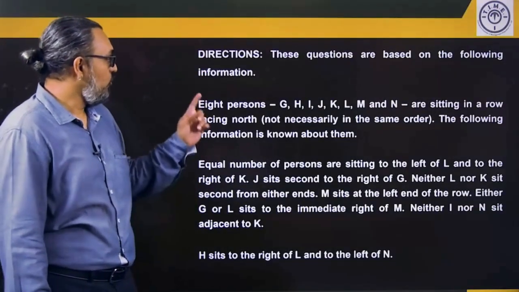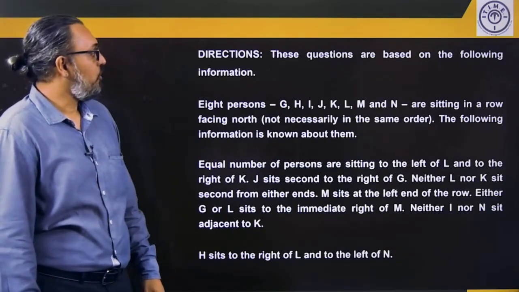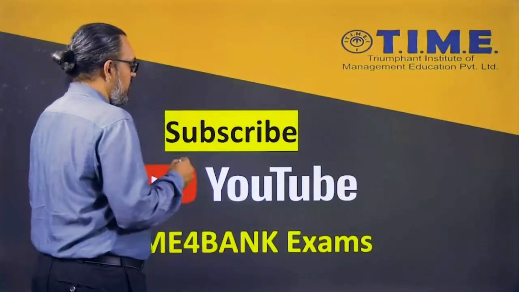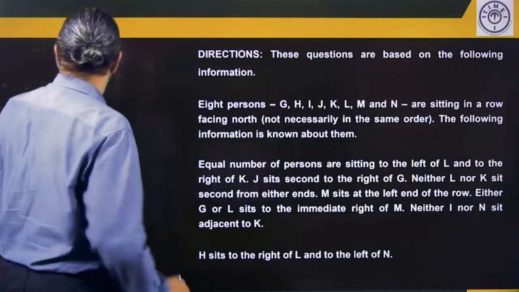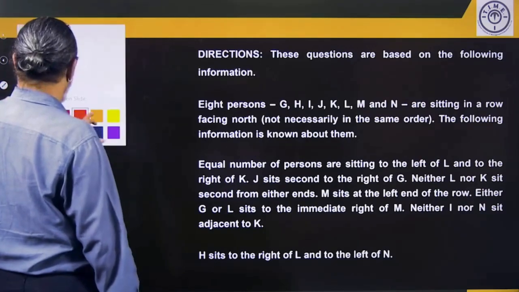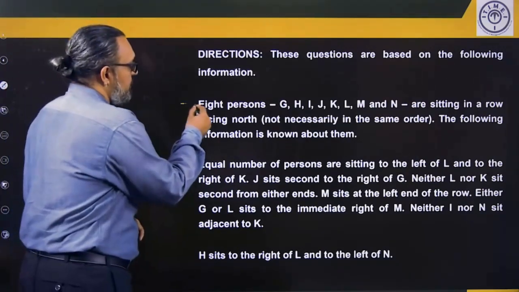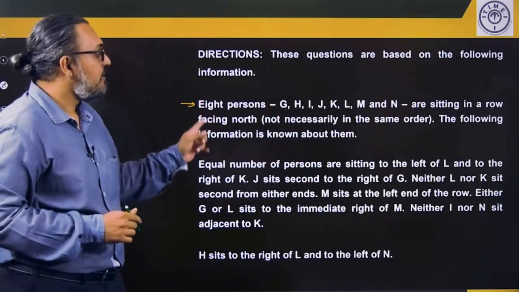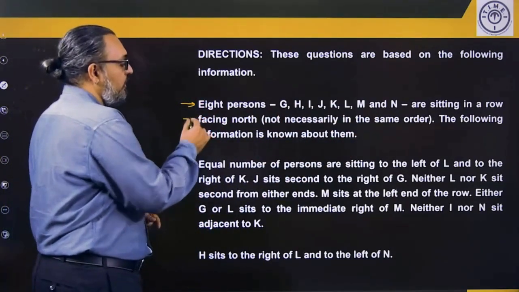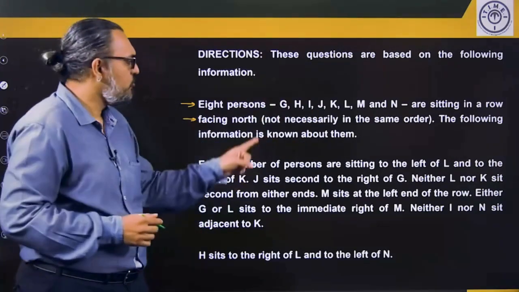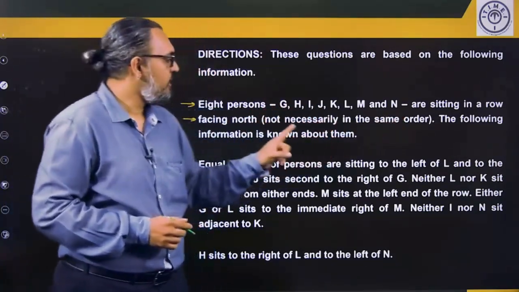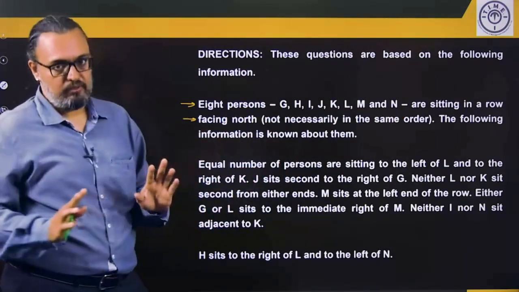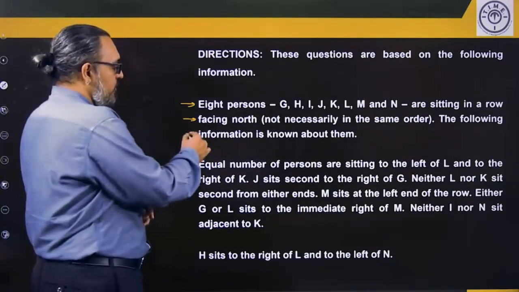Okay, so now we have this. These questions are based on the following information. So he says 8 persons G, H, I, J, K, L, M and N are sitting in a row facing north, not necessarily in the same order. Means whatever the order he has given here, G, H, I, J, K, L, M and N, you need not have your final arrangement in that same order. That is the meaning. The following information is known.